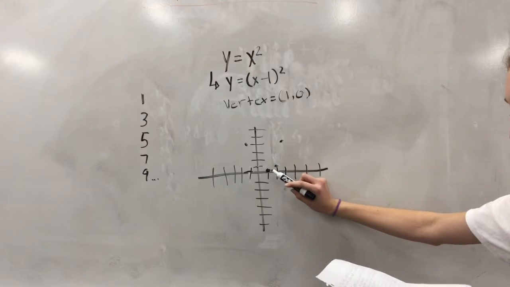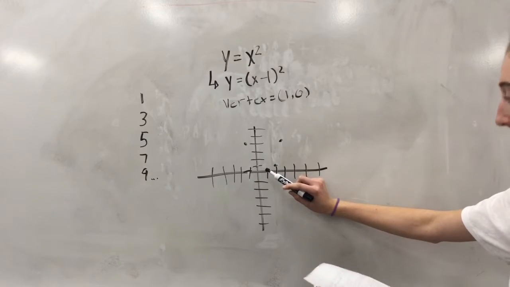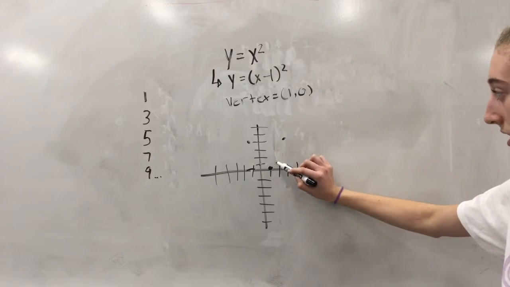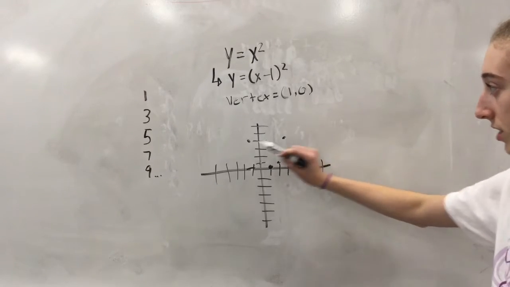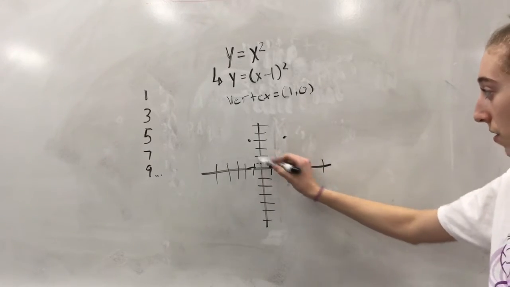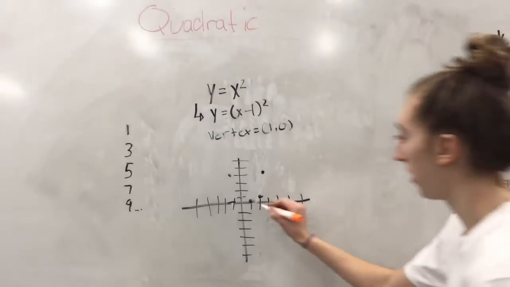And then we use our standard slope formation for parabolas, which is over 1, up 1, over 1, up 3, and so on as we have here. And then we do the exact same thing to the other side. And then we draw the line.